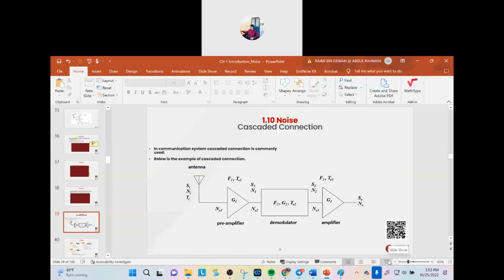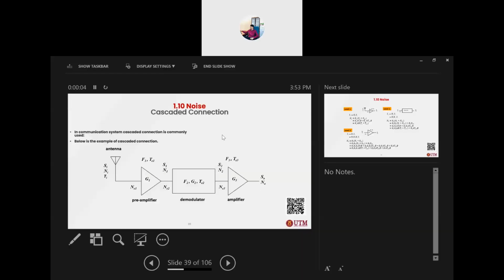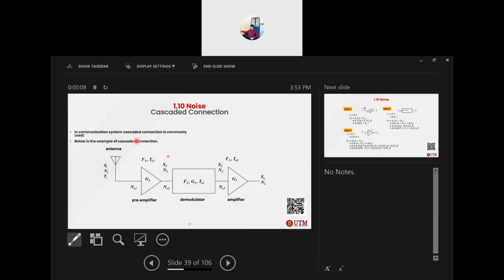So normally in communication we will have connections not involving just one component. Normally we will cascade. It is a combination of at least two or three components. So in communication systems, cascaded connection is very common. Below is an example of a cascaded connection.